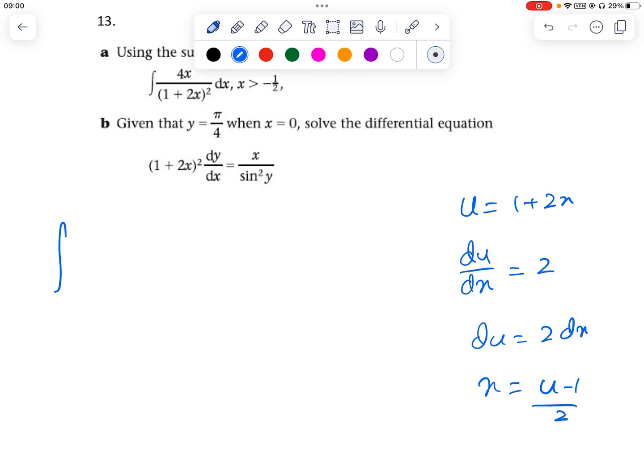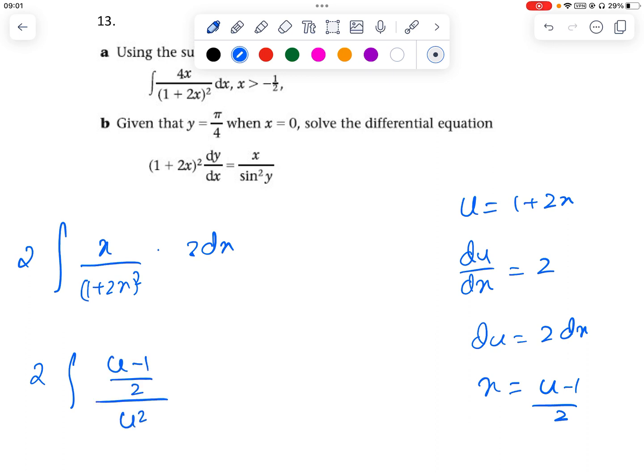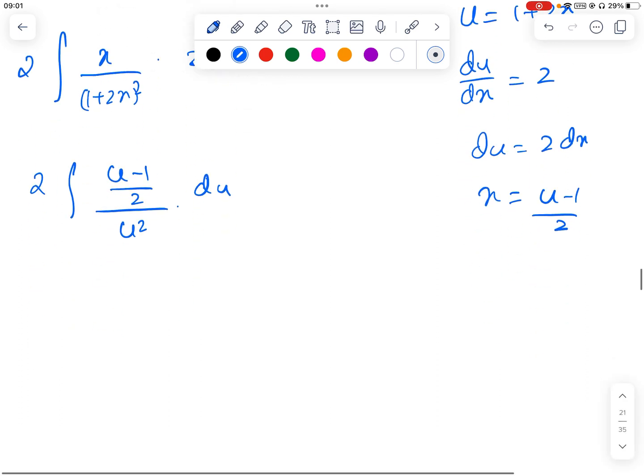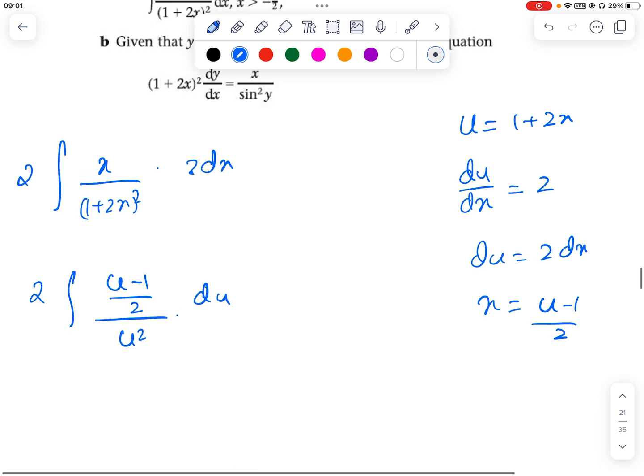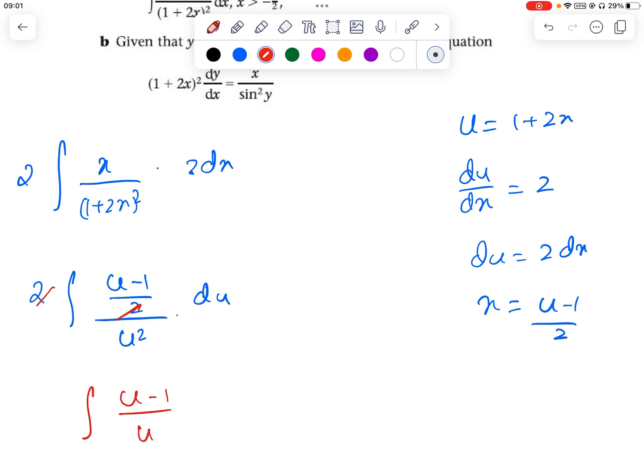So integral of 4x, 4 instead of pulling 4 outside, 2 outside, and x upon 1 plus 2x whole square times 2 dx. Now 2 integral of x. x is u minus 1 upon 2 upon u square. 2 dx is nothing but what? du. So my total answer will become, 2 dx is du, and then 2 gets cancelled. Integral of u minus 1 upon u square du.